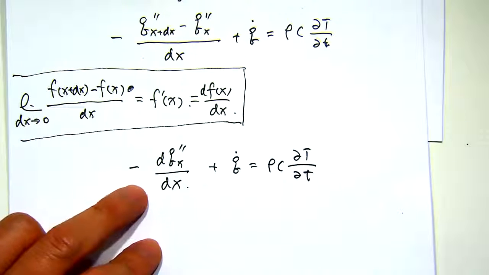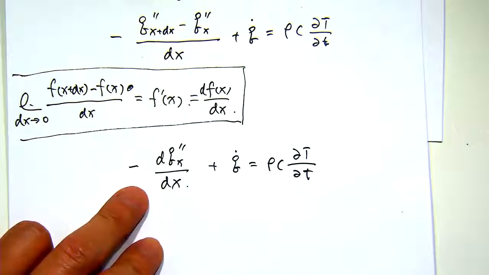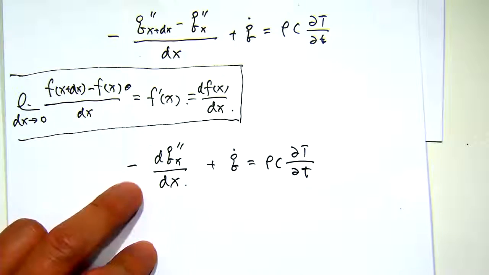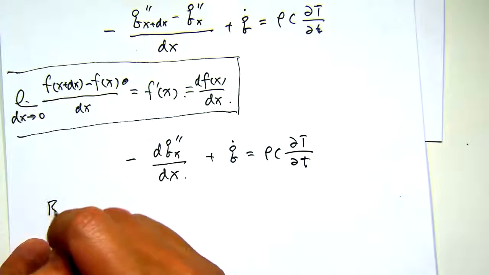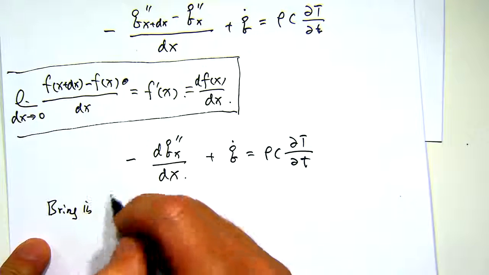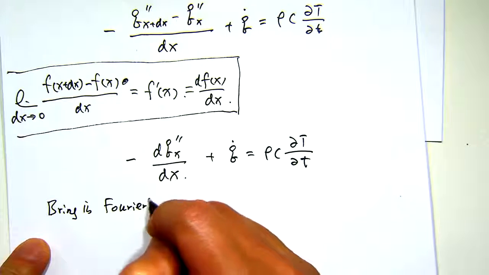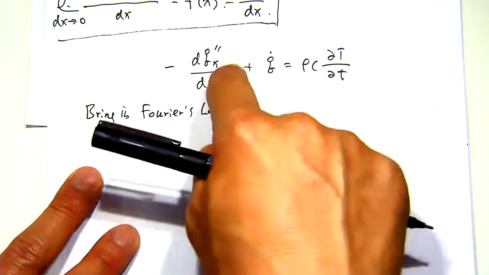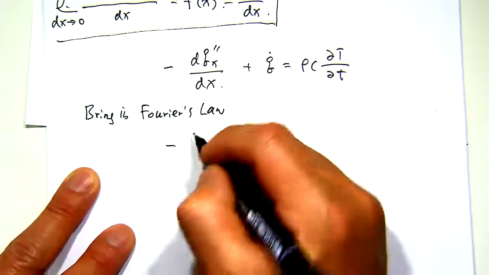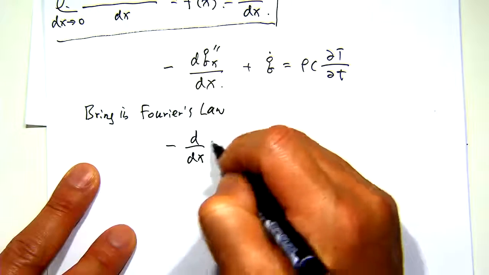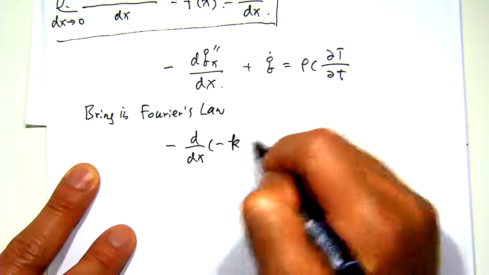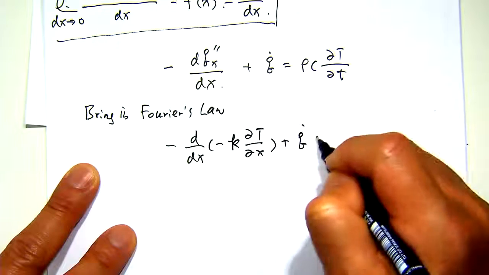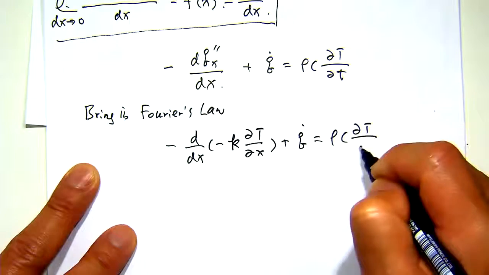And then the next step, as we said, after we get the energy balance equation, it's a heat transfer problem, right? We will need to bring in the heat transfer rate equation. And that's the next step. So we bring in Fourier's law for the conduction problem. Fourier's law will replace this conduction heat flux. So we will have minus d dx of minus k partial T partial x, plus q dot, and that are the same.